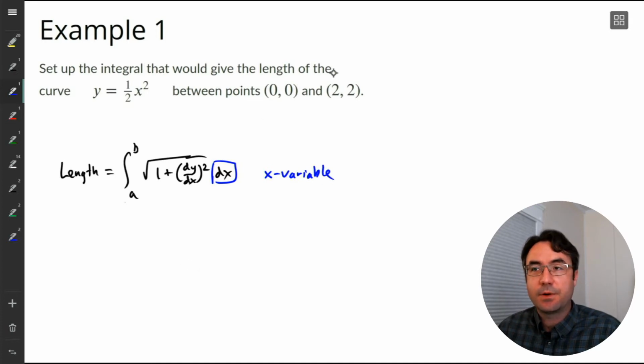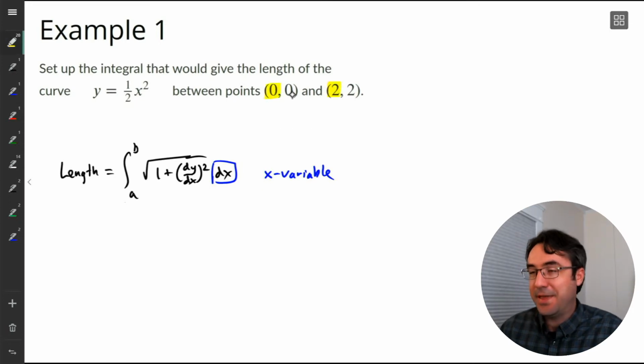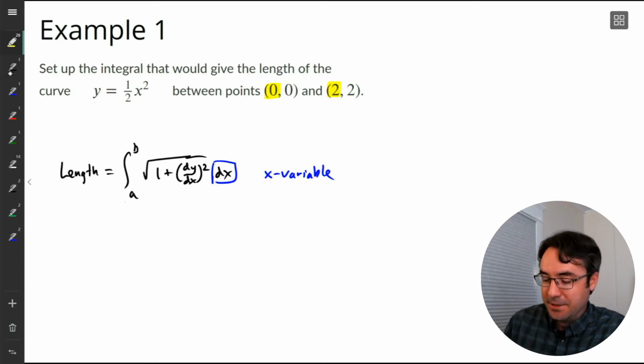So when we're given these points, we're looking at the section of curve in between these 2 points. Because x is our variable, we have to use the x coordinates. Now we get kind of lucky here in that the x and the y coordinates are the same, but we're technically using the x coordinates here because x is our variable.